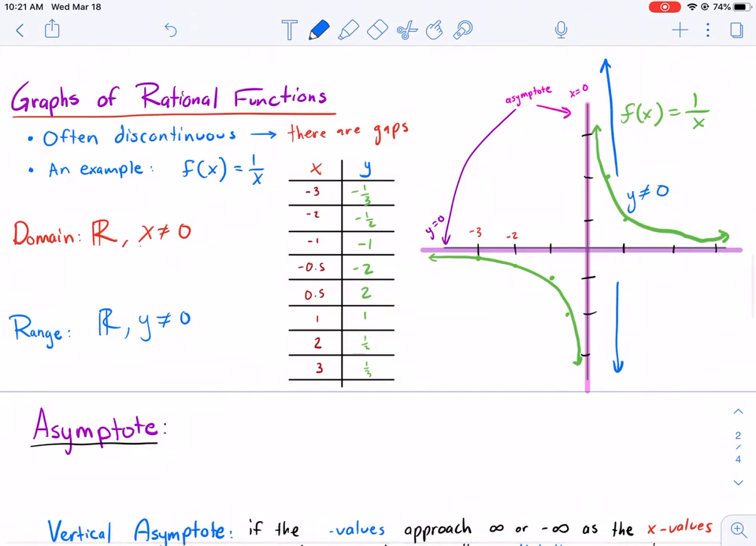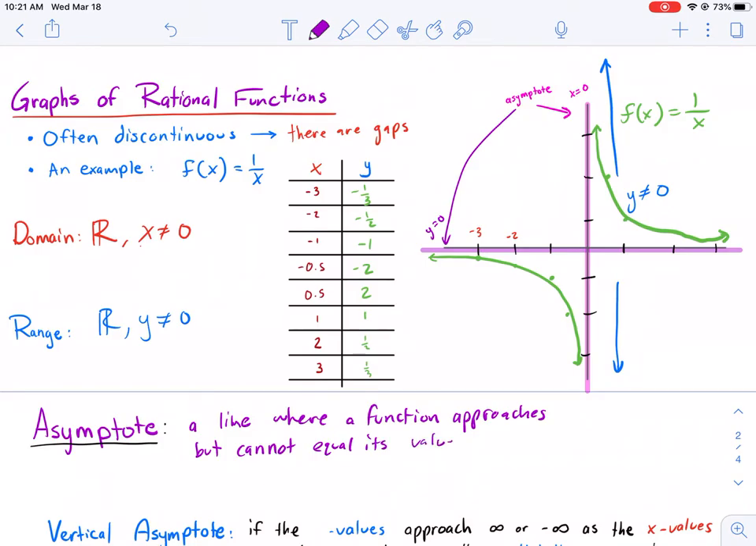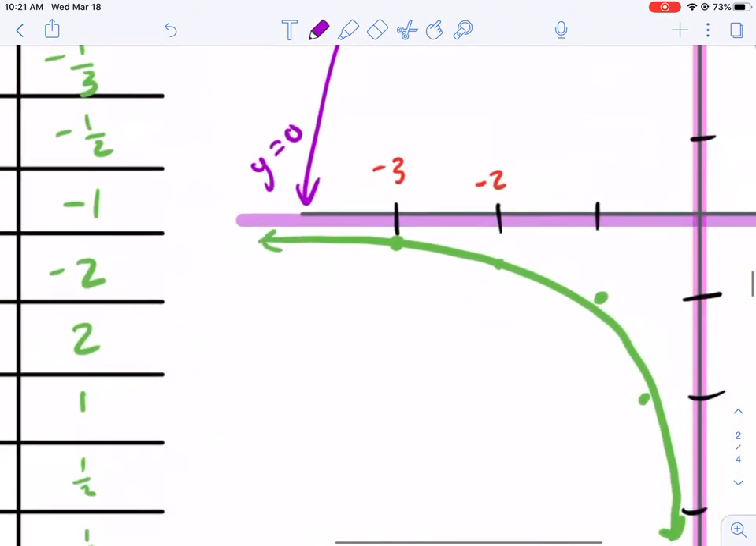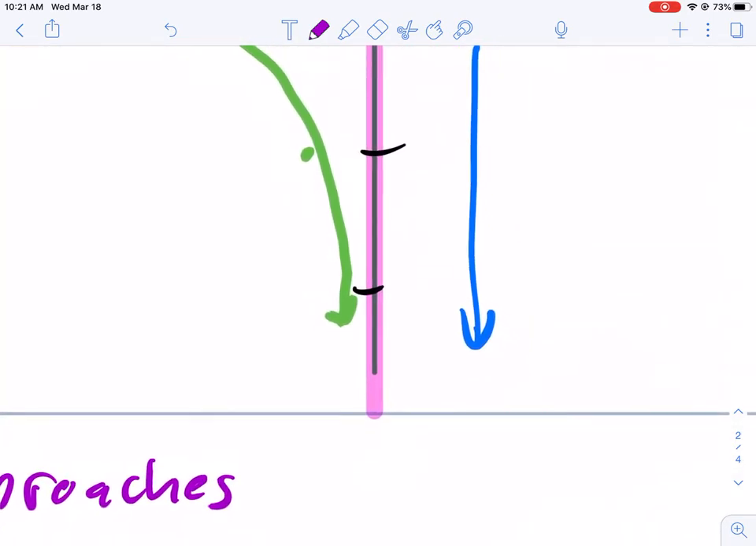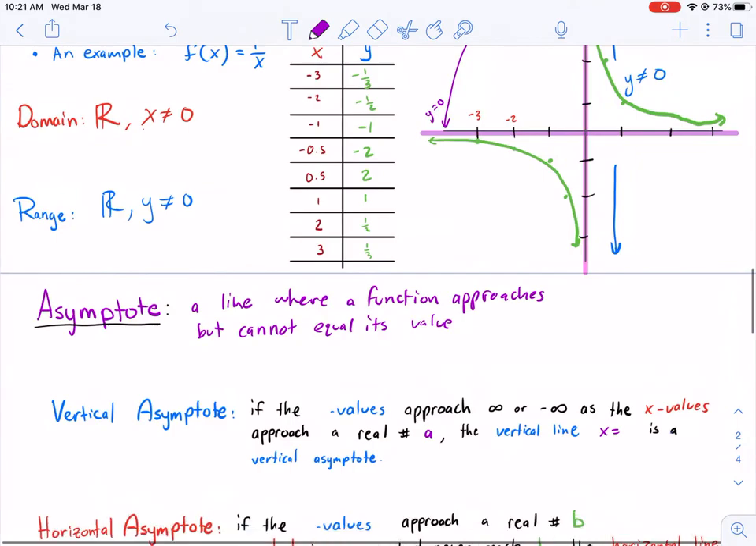So we defined an asymptote. We know what that is now. That is a line where a function approaches but cannot equal its value. Okay, so it approaches, but it can't be equal to 0. It approaches the x-axis or the y-axis, x equals 0, but it cannot be equal to 0.